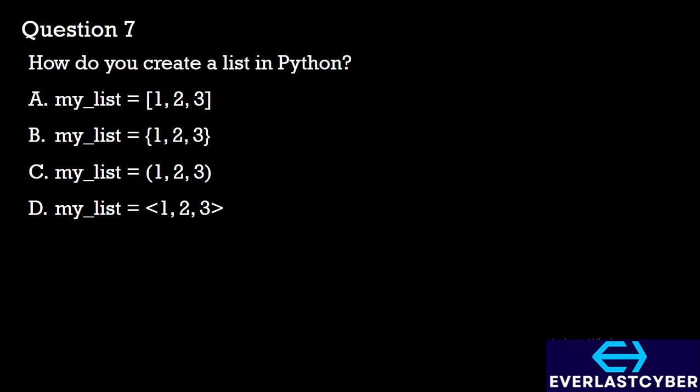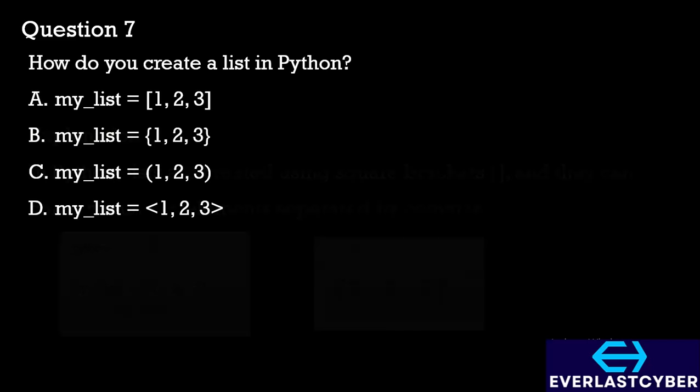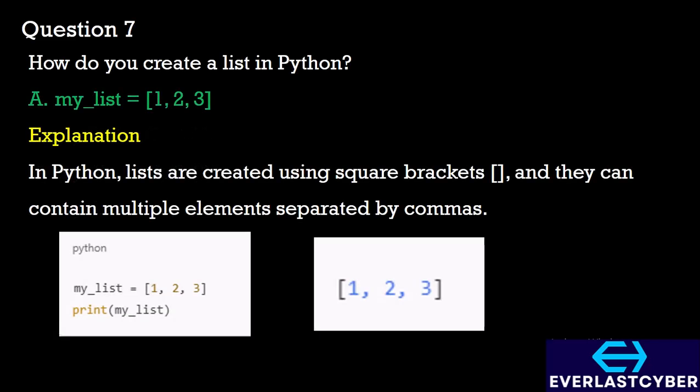In Python, lists are created using the square brackets, and they can contain multiple elements separated by commas. Lists are mutable, meaning that their elements can be changed. So to create a list in Python, we'll be using the square brackets, and out of the options we have, option A is the one that has the square brackets.